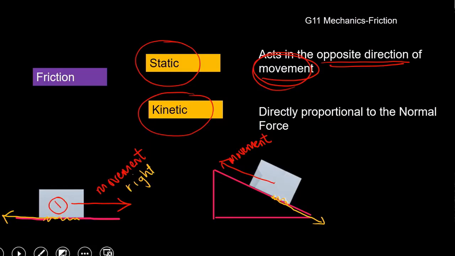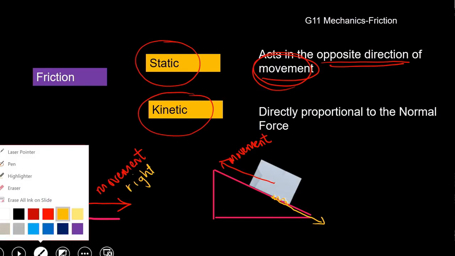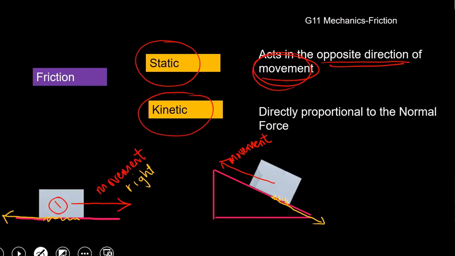What happens if this object is moving the other way around? So if it's moving in that direction, okay, so there's movement. If it's moving down the slope, there's still friction because the object is still on a surface. It's still on a slope.